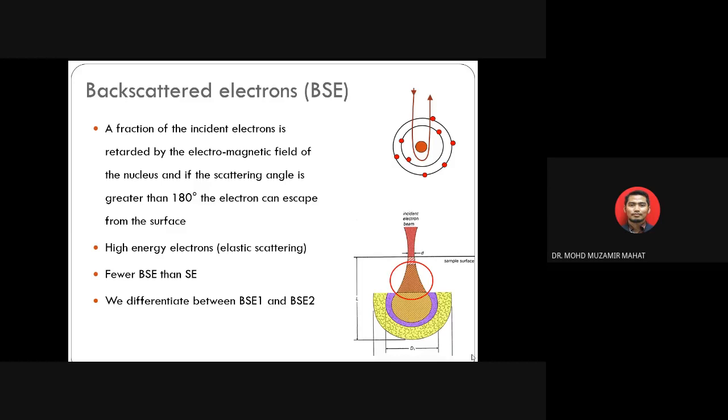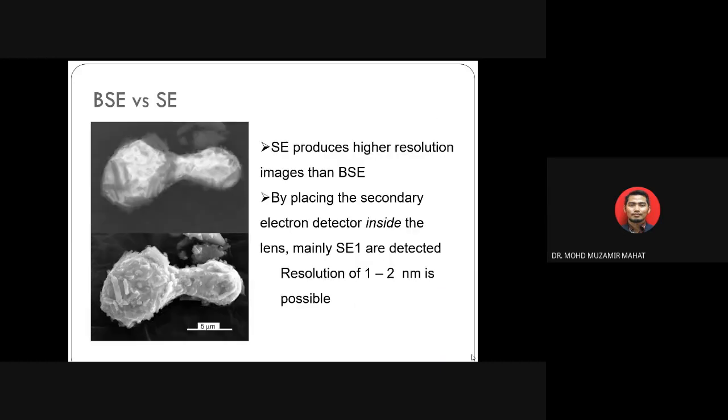What are backscattered electrons, BSE? A fraction of incident electrons is retarded by the electromagnetic field of the nucleus. If the scattering angle is greater than 90 degrees, the electron can escape from the surface. These are high energy electrons, which we consider as elastic scattering, but there are fewer BSE than secondary electrons. We differentiate BSE as 1 and 2.